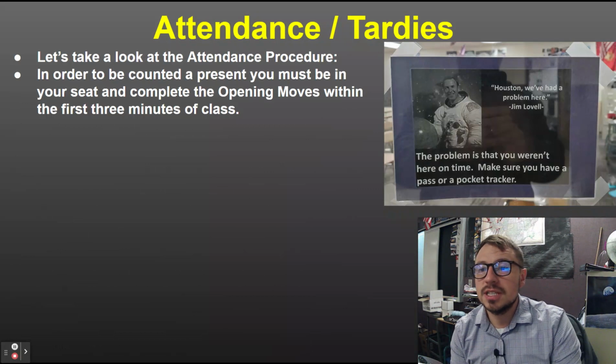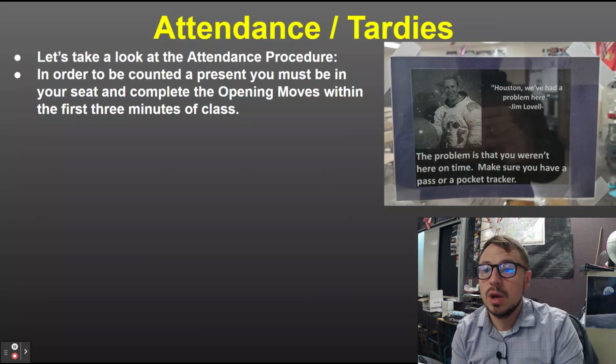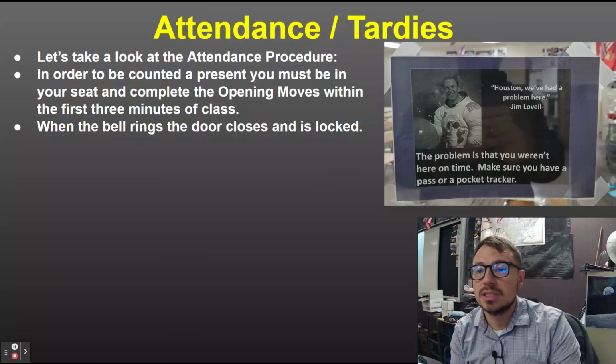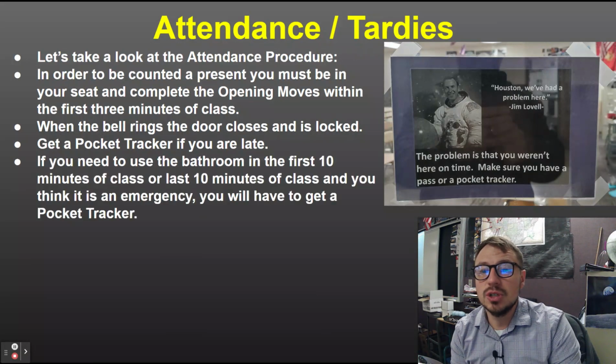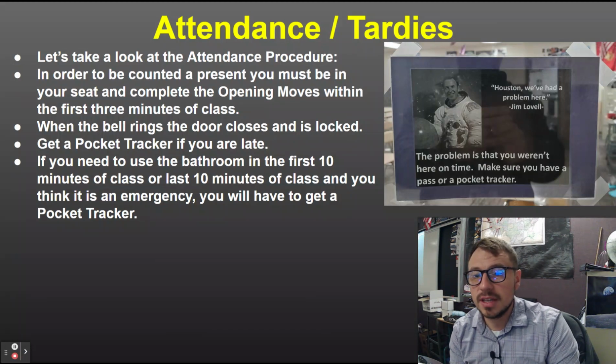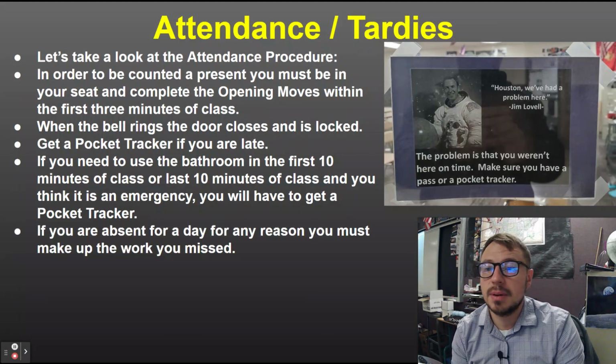So the attendance procedure, in order to be counted present, you must be in your seat and complete the opening moves, which is the bell work, within the first 3 minutes of class. When the bell rings, the door closes and is locked. Get a pocket tracker or a pass if you are late. If you need to use the bathroom within the first 10 minutes of class or the last 10 minutes of class and you think it is an emergency, you will have to get a pocket tracker.